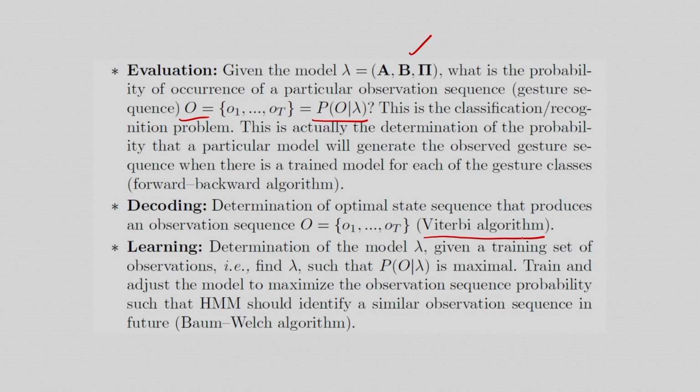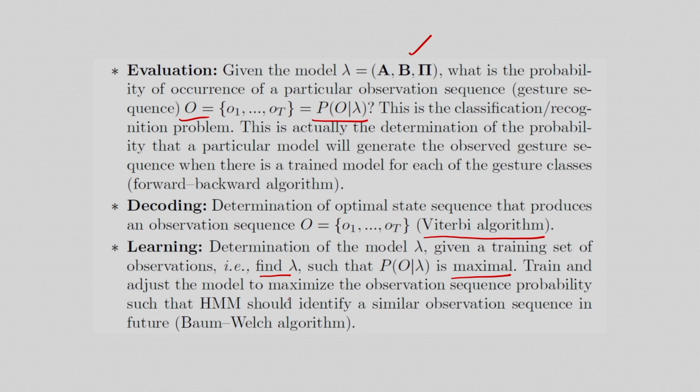Also you can see this algorithm, the Viterbi algorithm, but this problem is called the decoding problem. But one important problem is the learning problem, that is the training of the hidden Markov model: determination of the model lambda given a training set of observations. That means we have to find lambda such that the probability of O given lambda is maximal. This is nothing but the training of the hidden Markov model.